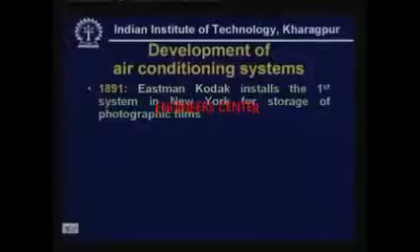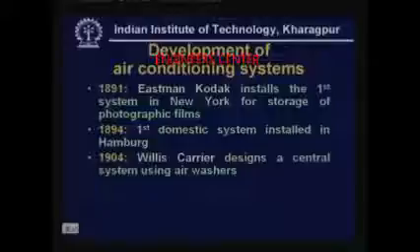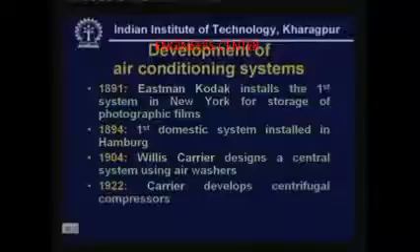In fact, air conditioning systems were also introduced in movie theaters and in stock exchanges for providing human comfort, that is what is known as thermal comfort. Then the first domestic air conditioning system was installed in 1894 in Hamburg. Then in 1904, Willis Carrier designed a central system using air washers, and in 1922 the same Willis Carrier developed a centrifugal compressor for use in air conditioning systems. For his contribution to the air conditioning industry and air conditioning science, Willis Carrier is known as the father of air conditioning.